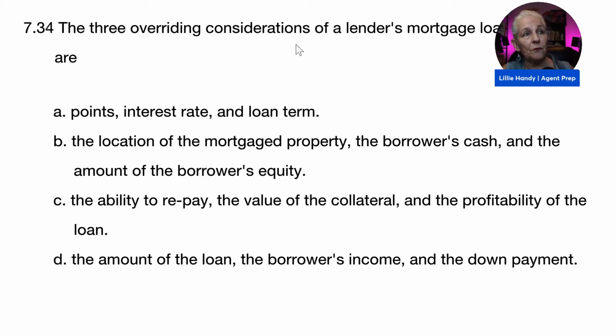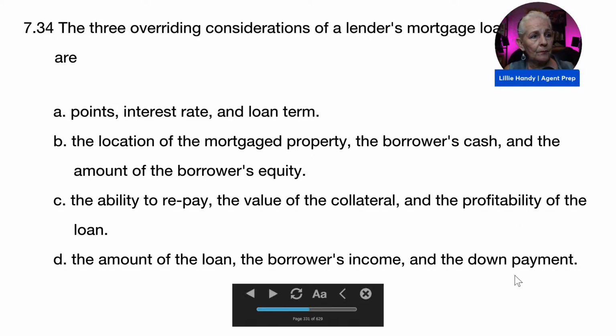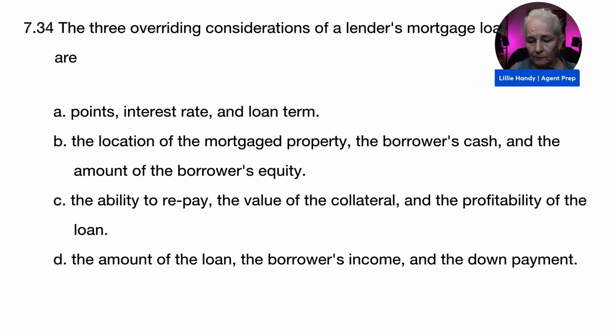So the 3 overriding considerations that the underwriter will review: do they have the ability to pay? What is the collateral based on the appraisal? And are we making enough profit on this property with the interest rate and the term? That's why investors and business owners buy real estate, right? To get a return on their investment. And that's why I bought real estate, because I was an investor for quite a few years.